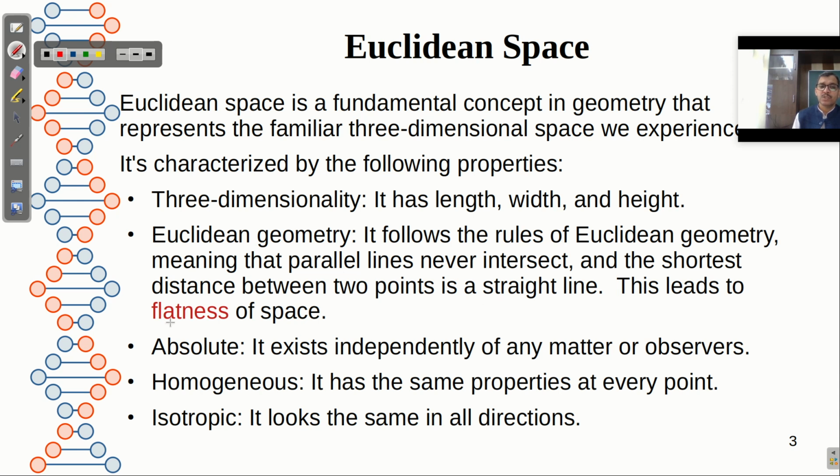And this leads to another very interesting property, that is the flatness of space. And another is absolute, means it exists independently of any matter or the observer. And it is homogeneous, so it has same properties at every point, and it is isotropic, it looks same in all directions. Let me briefly talk about these two properties now separately, because they are very important properties.